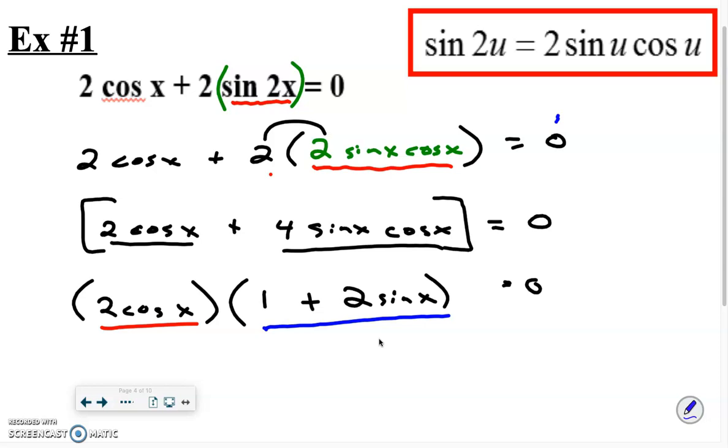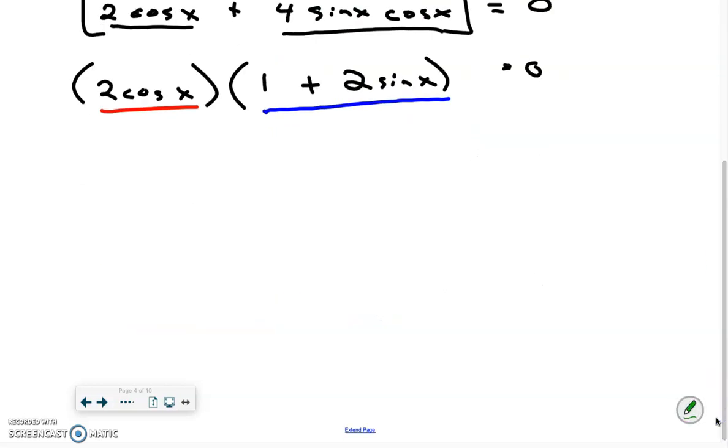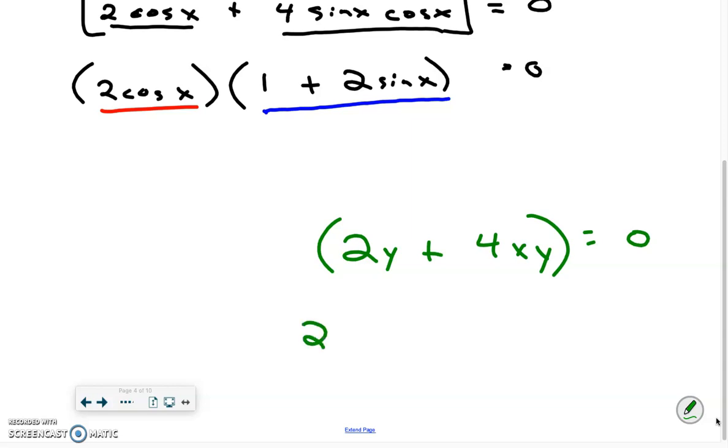So again, on a totally unrelated note, what if we had something like 2y plus 4xy equals 0? And we want to factor on the left side. What would I factor out? 2y. What's that going to leave me with? 2y divided by 2y is just 1. 4xy divided by 2y is going to be 2x. Like that. Does that make sense how we got there?